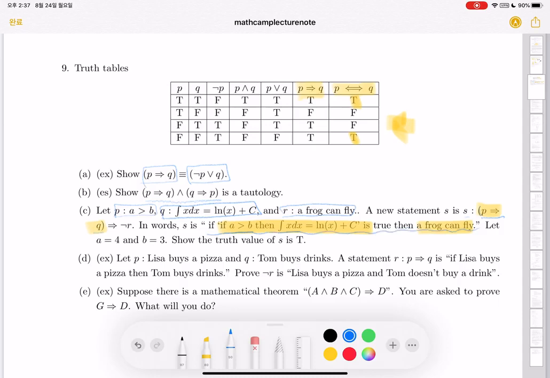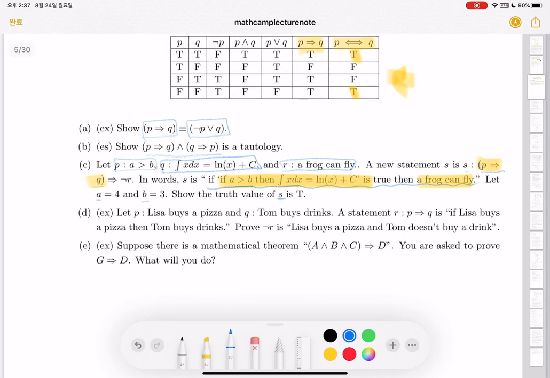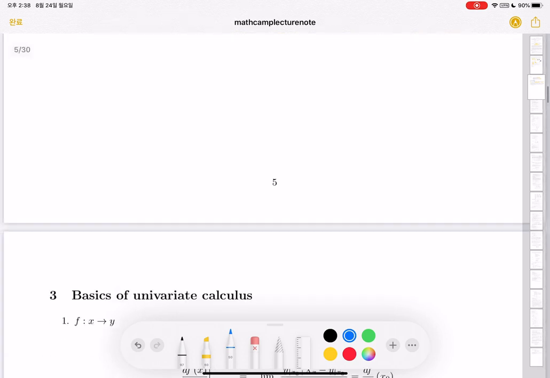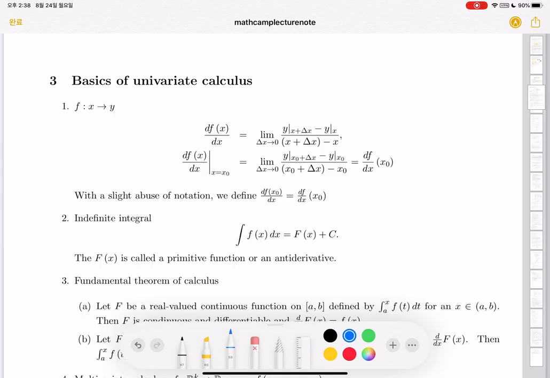And suppose your A is 4 and B is 3. Show that this statement is true. Okay, show that the S statement is true. Okay, do the remaining two examples the same way. Understand the notation and concept, and do the proof. Okay.